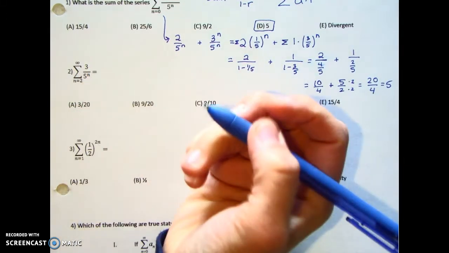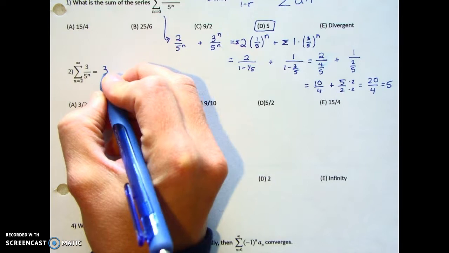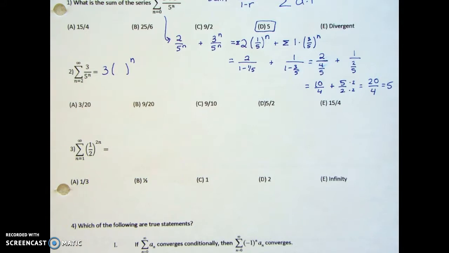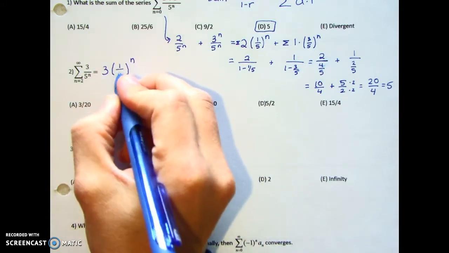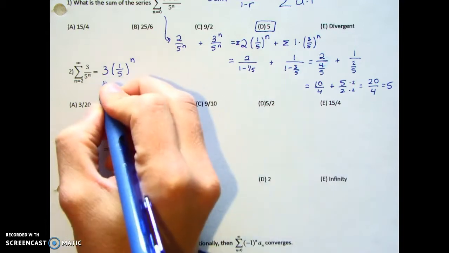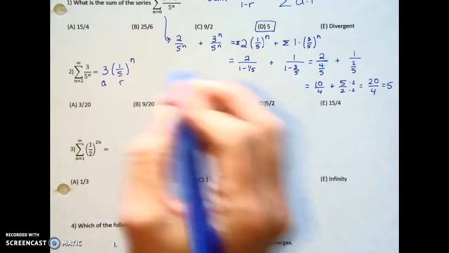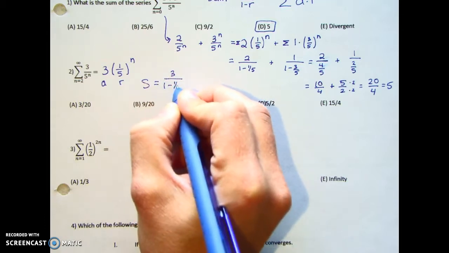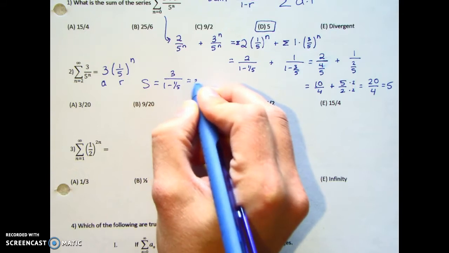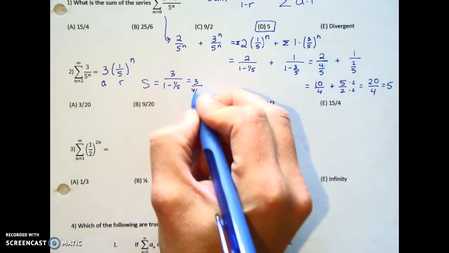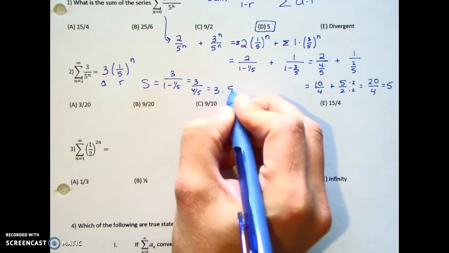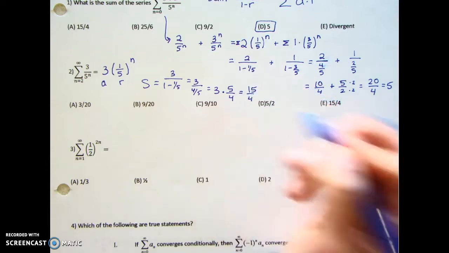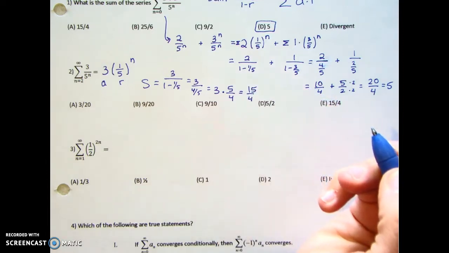Now, does 3 have the power of n? No. So 3 goes in front, and then what is r? This has to be equal, you guys, so it's not magic. It has to be equal. So 5's in the denominator, so it's 1/5, like that. So a is 3, r is 1/5, so the sum will be 3 divided by 1 minus 1/5, which is 3 over 4/5, which is 3 times 5 over 4, 15 over 4, and I got the wrong answer.